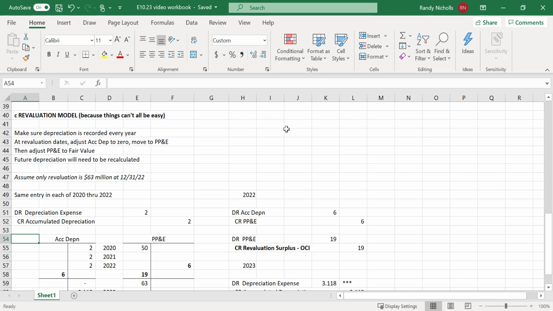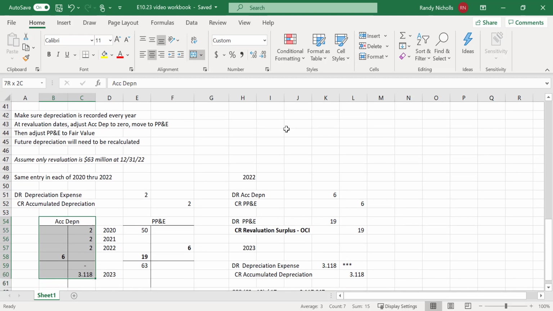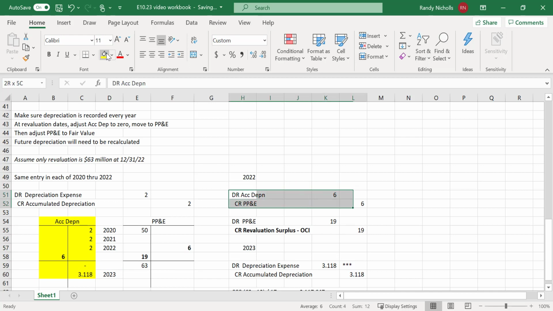So if I look at my account, here is what is sitting in it. Right? 2020 I booked 2 million, 2021 I booked 2 million, 2022 I booked 2 million. In 2022, after I book the depreciation, I need to set this account to 0, so I need a $6 million debit. And that brings the balance to 0. Okay, so that is this entry. And that is this entry.